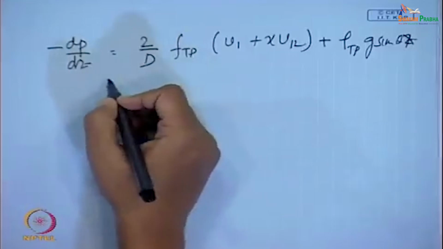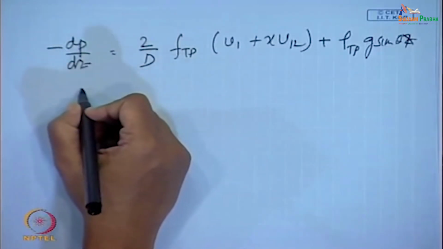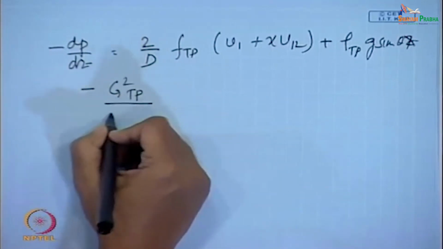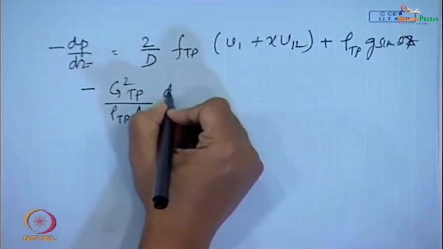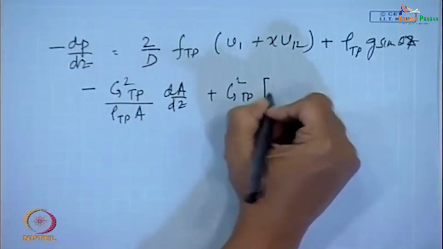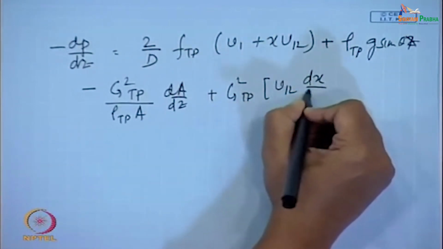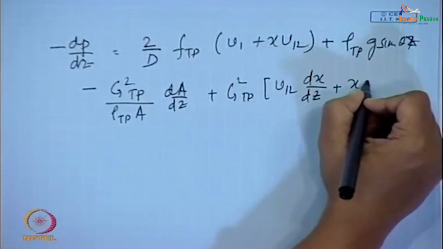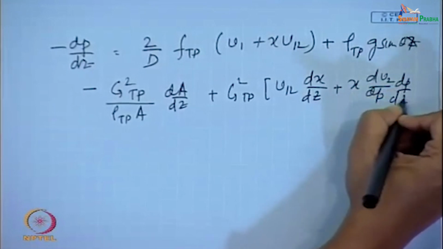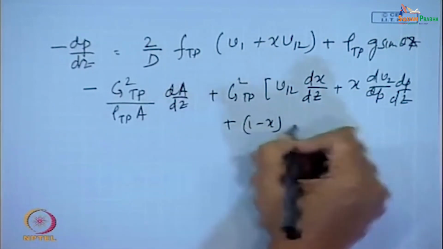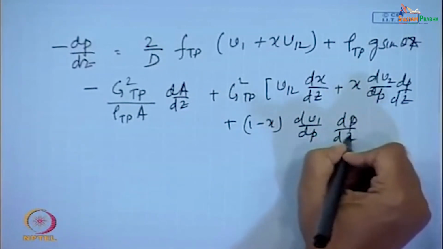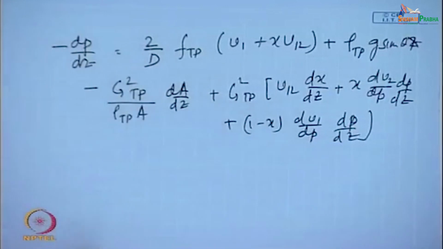So, this plus this is the other term due to area change, then we have those particular terms due to quality change. So, this is the total expression for the pressure gradient.